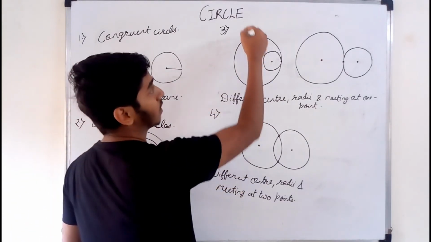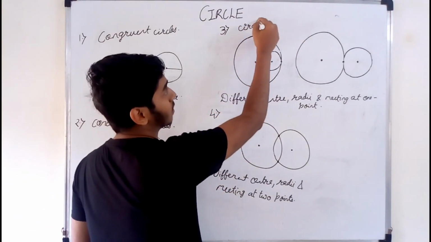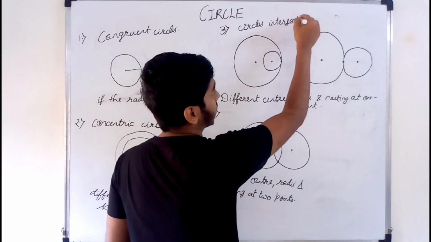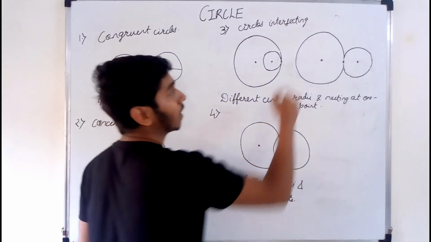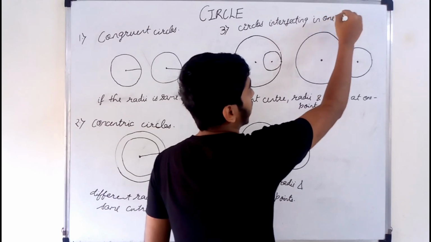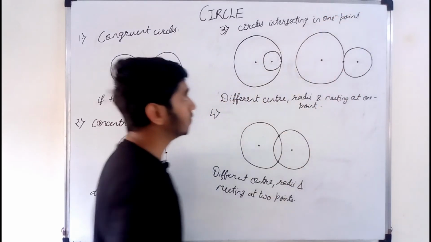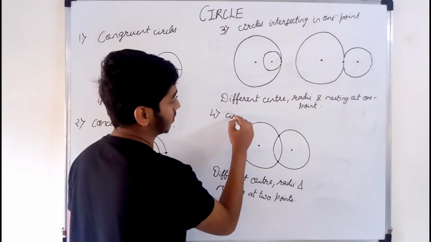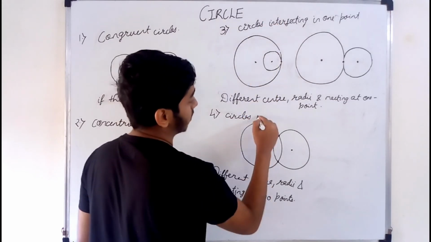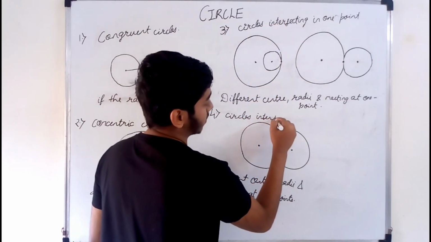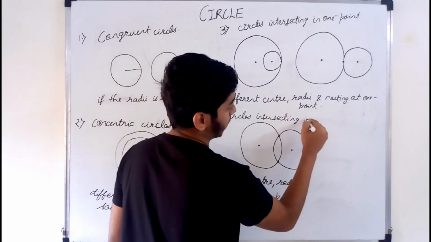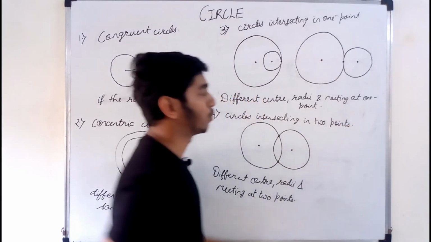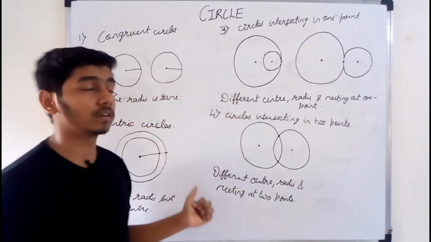So what are these circles called? Circles intersecting in 1 point are called touching circles, and here these are called circles intersecting in 2 points. I hope you have understood what we did here.